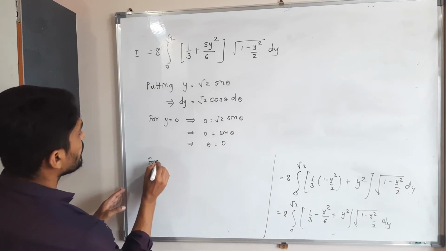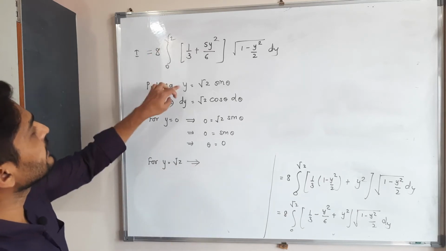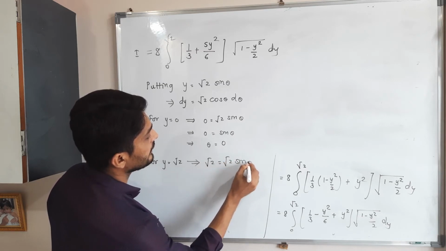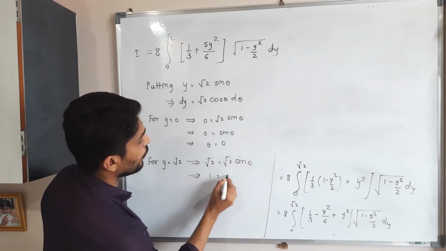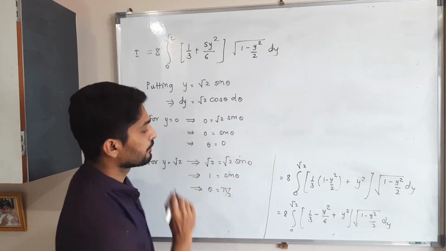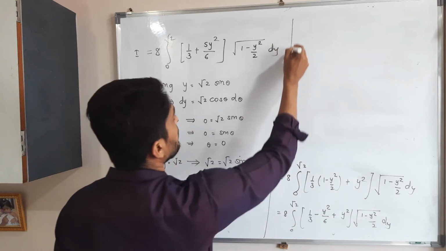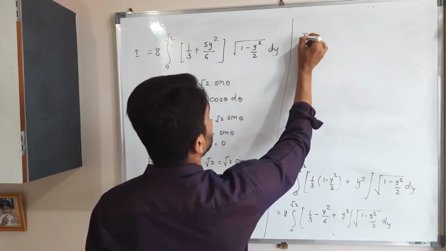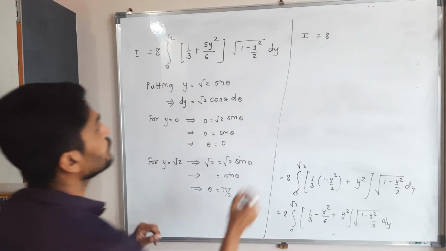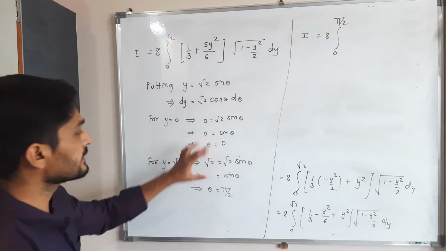Let us think about the upper limit. Y is equal to root 2. Now I am changing the upper limit. I am putting y is equal to root 2, so we'll have root 2 is equal to root 2 sine theta. Root 2 will get cancelled, 1 is equal to sine theta. You know well, at theta is equal to pi by 2, sine will be 1. So the value of theta is pi by 2. Now I is equal to, okay, 8 is outside. What are the new limits? New limits are 0 to pi by 2.